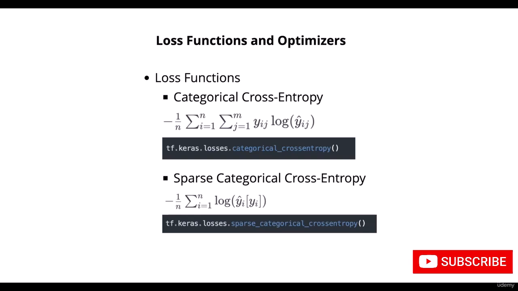tf.keras.losses.categorical cross entropy function. Next one is sparse categorical cross entropy. Similar to categorical cross entropy but accepts integer labels instead of one hot encoded labels. Mathematically, the sparse categorical cross entropy is represented as minus 1 upon n summation of i equal to 1 to n log of y of i, which is the predicted value in the bracket, indexed by the label y of i. TensorFlow usage is tf.keras.losses.sparse underscore categorical cross entropy.